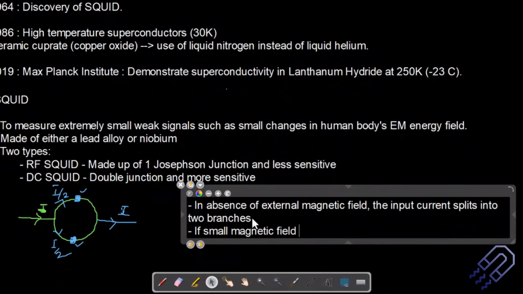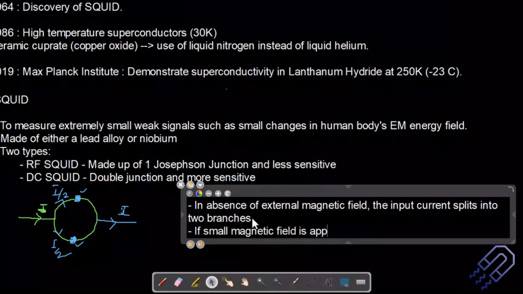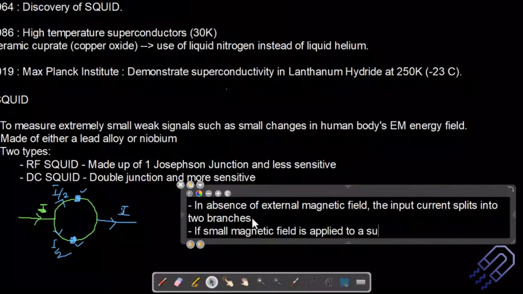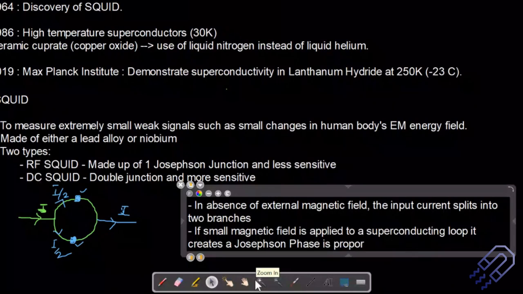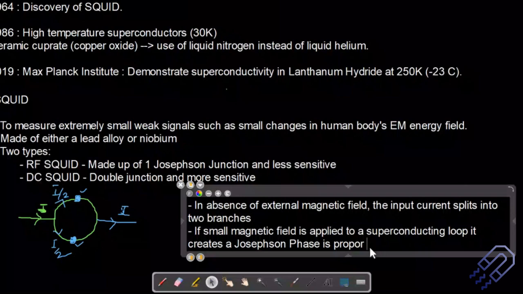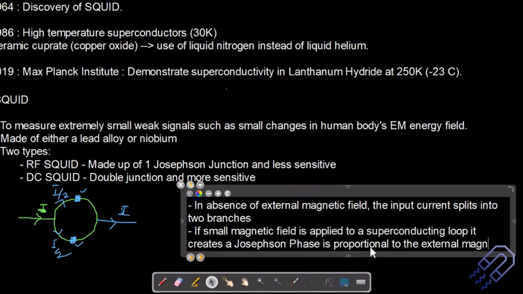If a small magnetic field is applied to a superconductor, the phase is proportional to the external magnetic field.